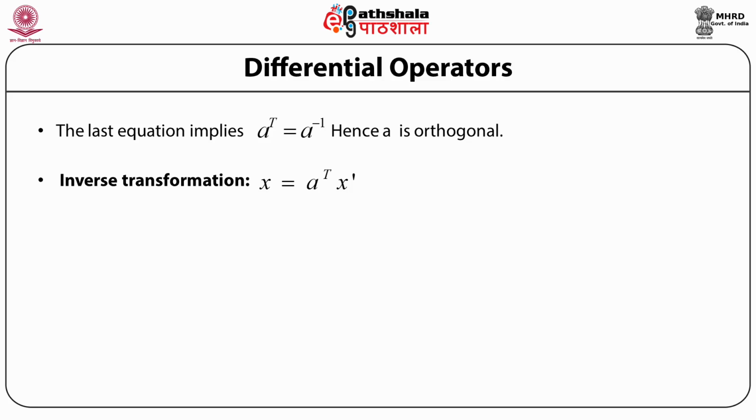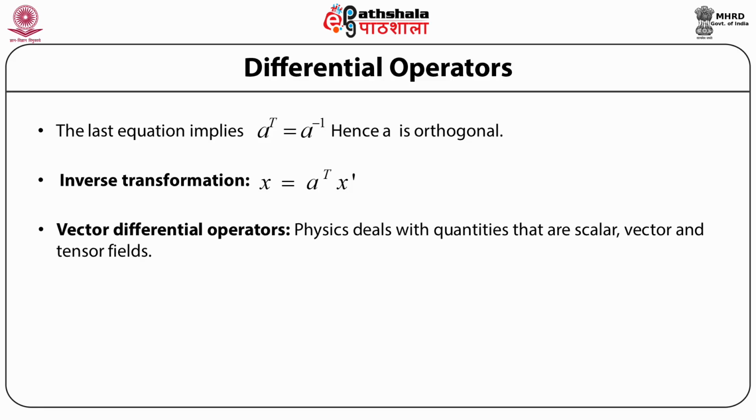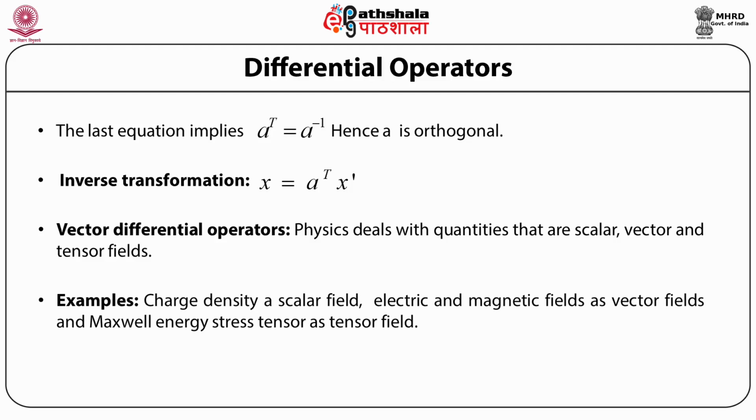So the unprimed coordinate x can be written as A transpose times x prime, where x prime denotes the primed coordinates. Now next, what we want to define over here are the vector differential operators. We know that physics deals with quantities that are scalar, vector and tensor fields. So an example of the scalar field is the charge density. Similarly, an example of a vector field can be taken as the electric field or the magnetic field, while an example of a tensor field can be taken as the Maxwell energy stress tensor.